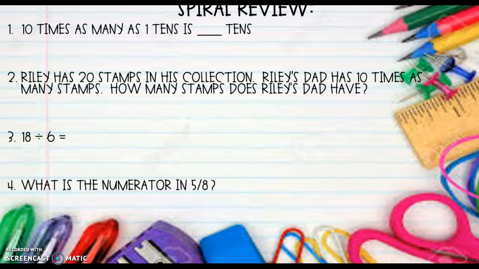The next one says Riley has 20 stamps in his collection. Riley's dad has 10 times as many stamps. How many stamps does Riley's dad have? Number 3, 18 divided by 6 equals what? You're trying to find the quotient. And number 4, what is the numerator in 5/8?